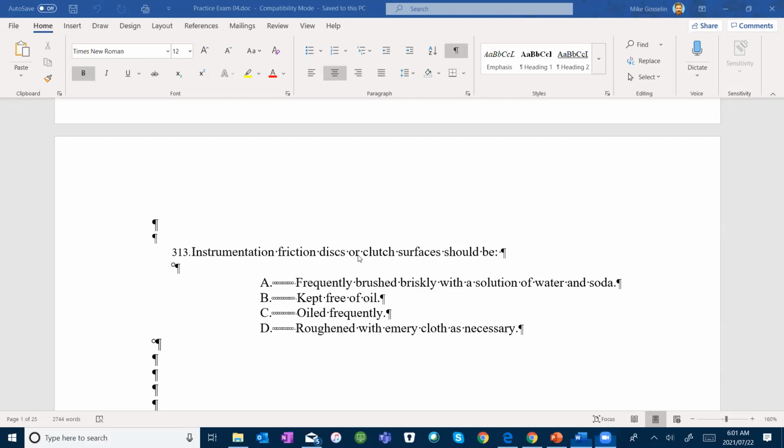If it didn't have the word clutch in here, if it was an instrumentation friction disc, even if you didn't know what that is, you'd have to break that question down a little bit. It's a friction disc, so it's obviously two discs that push together somehow, in some kind of configuration. And if there was oil or something else on there, then they wouldn't be as effective.